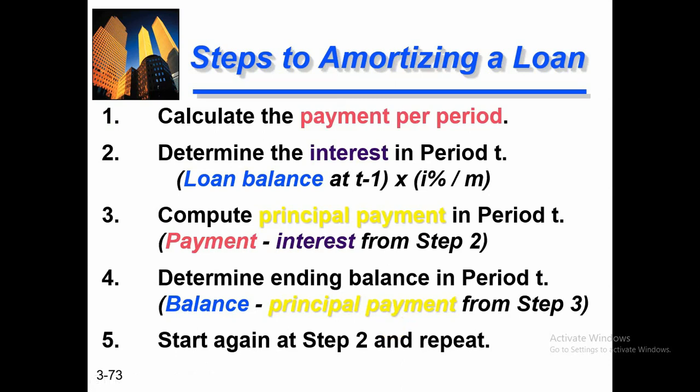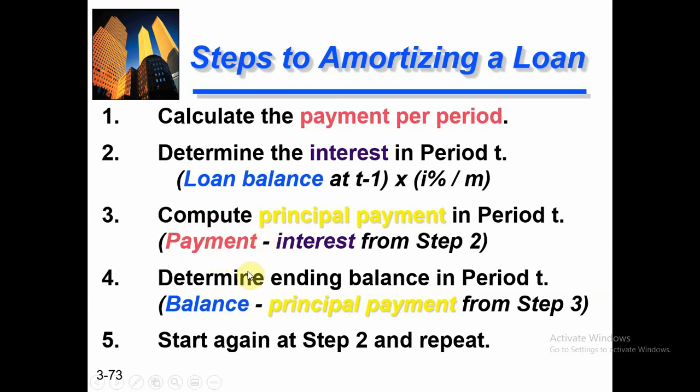Here are the steps to amortizing a loan. In the first step, we calculate the payment per period, that is, the total amount we will pay every year or after every time period decided by our lender. Then determine the interest in period T on the loan balance, how much interest we are paying on our borrowing. After that, we compute the principal payment, how much of the payment is allocated to principal, and how much is allocated to interest.